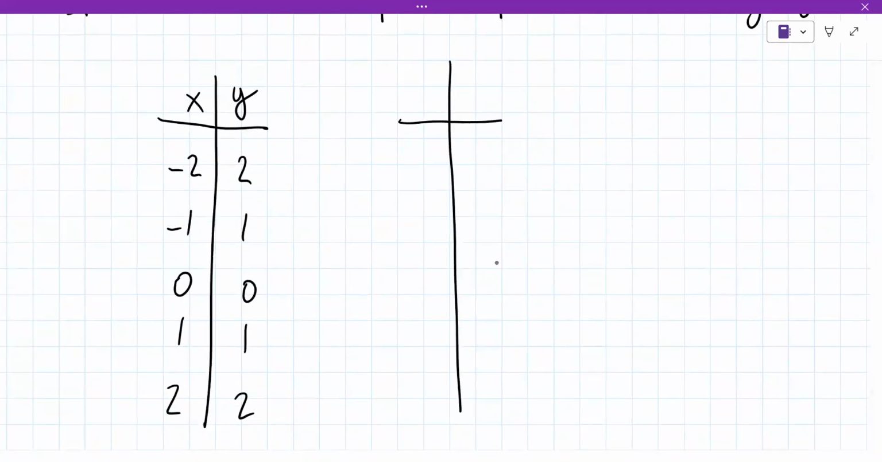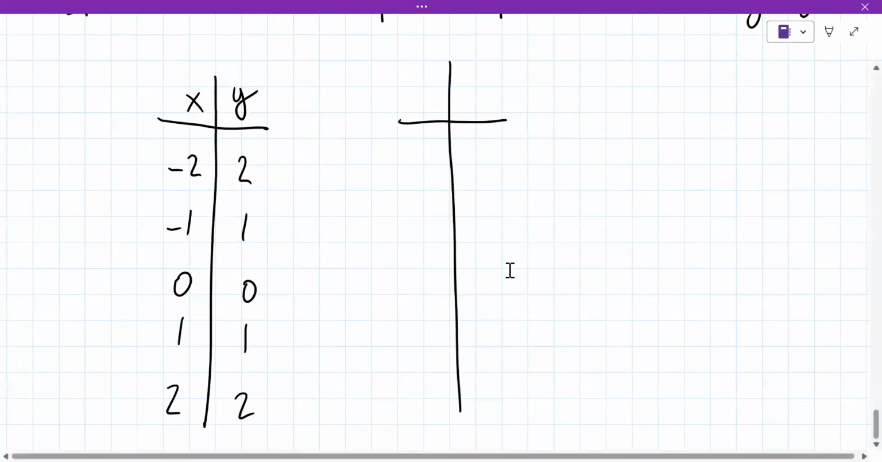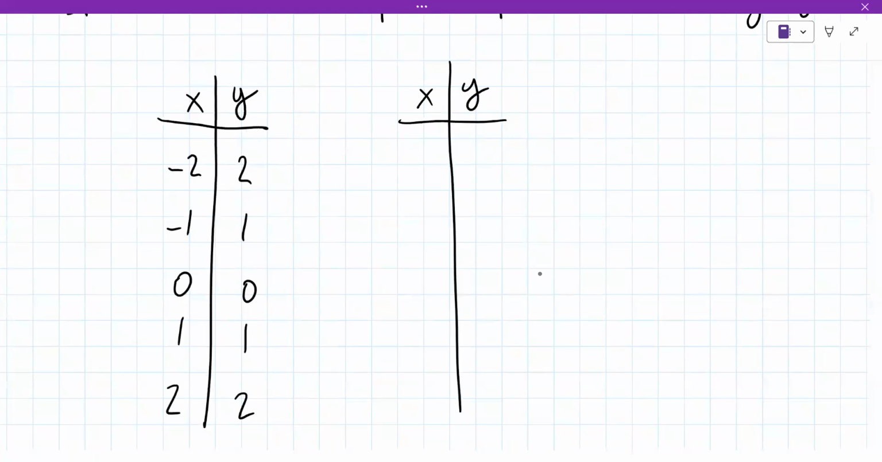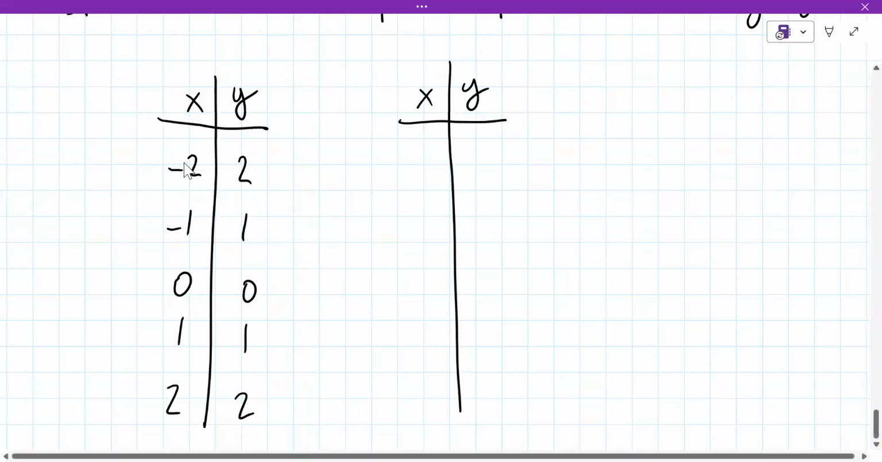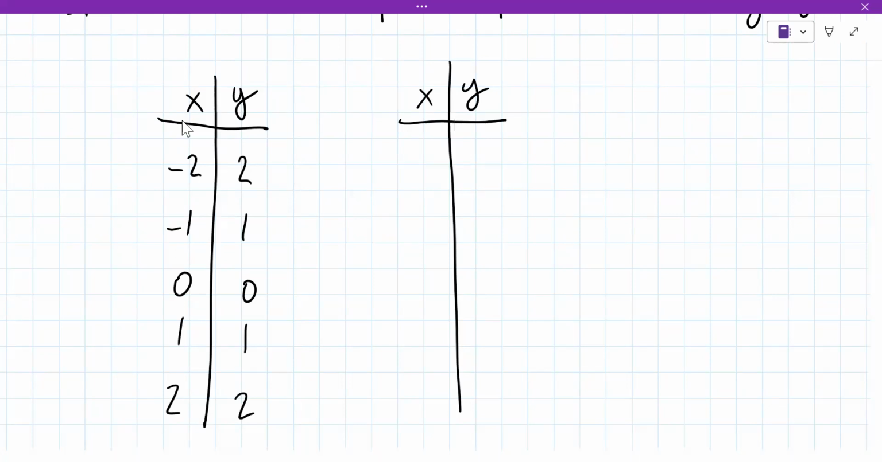So for the X, you're going to subtract 1 from each X. So give me the new X values, please. I'm going to subtract 1 from every X value. That's left 1, subtract 1. -3, -2, -1, 0, 1.